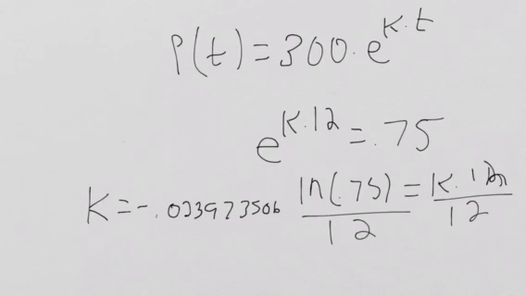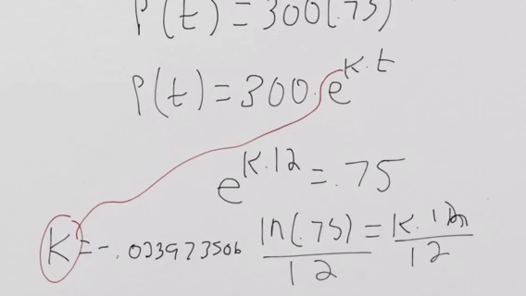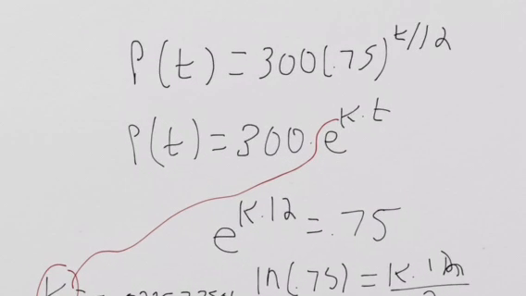You can always just store this in your calculator, and then you could do something like draw a line connecting these. So now we're in Pert form. If we do 300 times e to the, and this is our k value, times t, that's going to cause us to lose 25% every 12 years. These two functions are exactly the same.